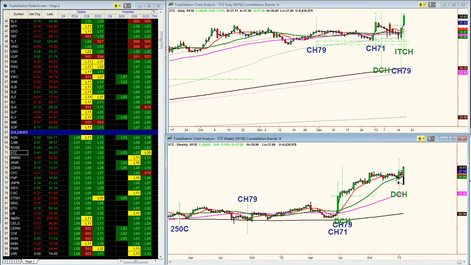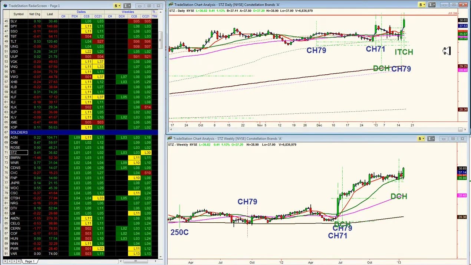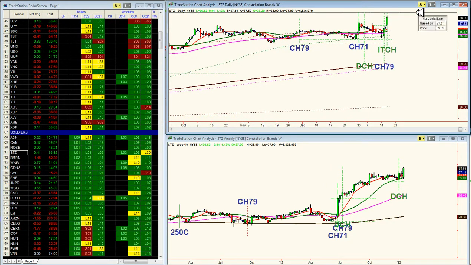DCH fired 3 weeks ago, and you can see that on the daily chart. We've got some green indicators here with the moving averages letting us know that the moving averages have lined up bullishly the way we want them to line up. And now we've got an itch firing, and you can see that in the itch column, LO1, that's firing as of today.